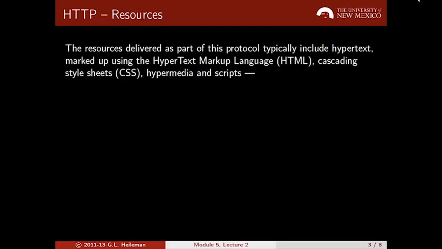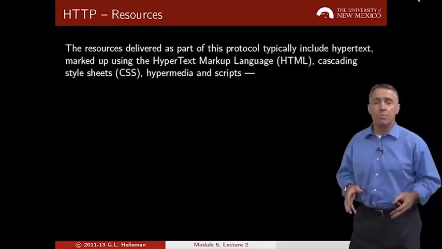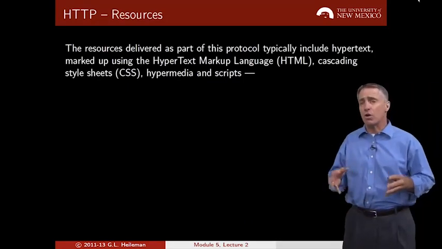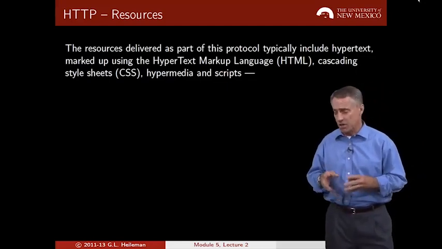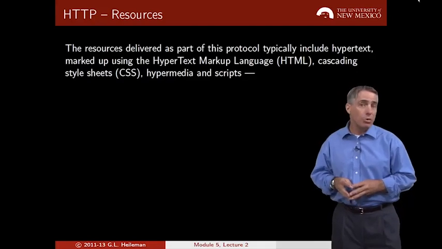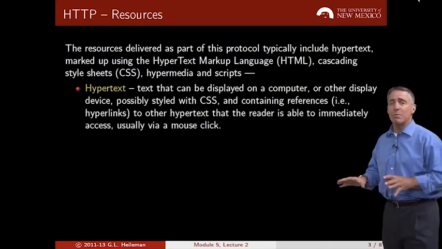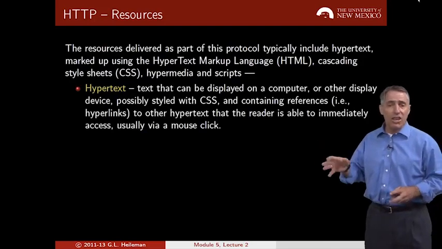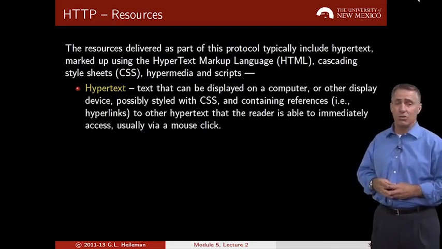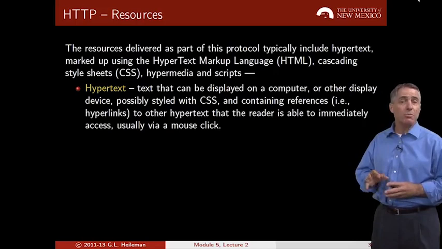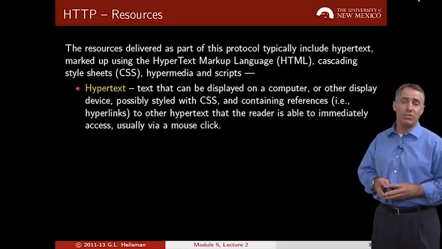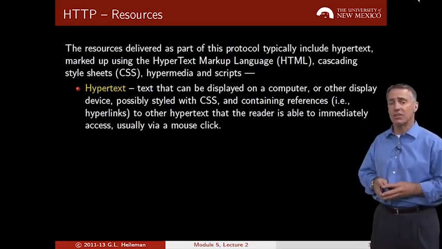Now, let's look at the types of resources that can be returned as a part of the HTTP protocol. So this can involve hypertext that's marked up using hypertext markup language, which is HTML. It could include cascading style sheets, hypermedia, or scripts. And let's talk a little bit about each of these. So hypertext is just text that can be displayed on your computer, and again, it's usually marked up using HTML. Or it could be on some other display device. Nowadays, it's very typical for that text to be styled using cascading style sheets, or CSS, and we'll talk more about those in the next lecture.